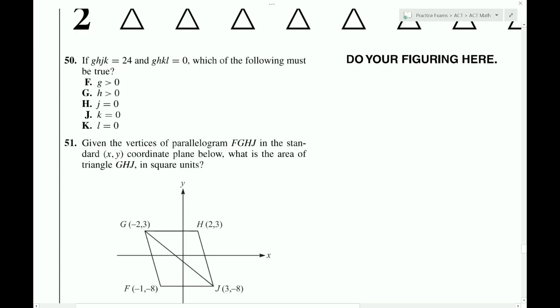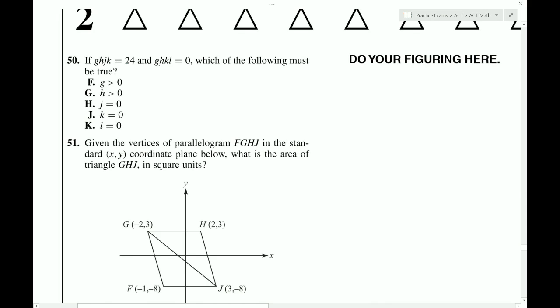All right, question 50. GHJK equals 24 and GHKL equals 0. Which of the following must be true? Alright, so we know that one of these has to be 0 for the product to be 0. However, G and H are both appearing in this one, and they didn't cause this to equal 0. So we know that G and H both are not equal to 0. And also K, right? So that tells us what the culprit is. L is the one that's causing this thing to equal 0.